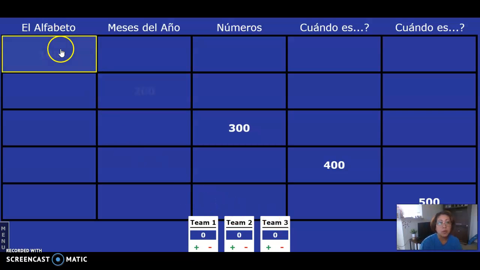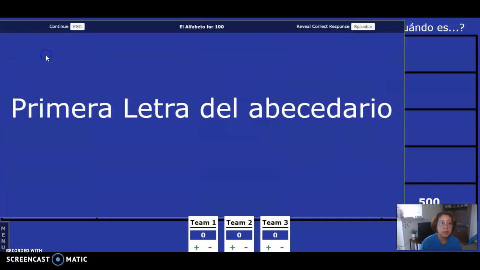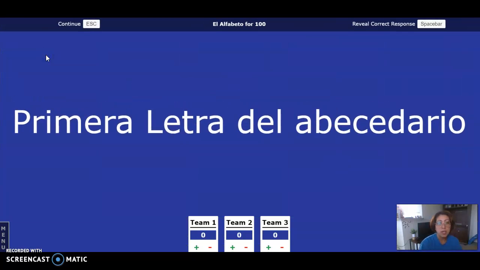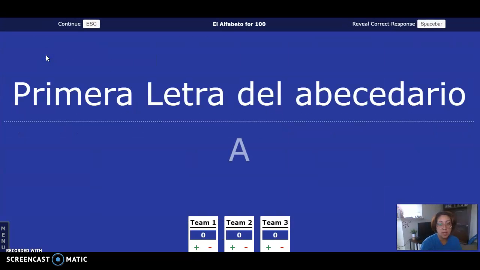Let's play. Let's say that team number one chooses to answer the first question, for 100 points from the alphabet. They will click and see the question. In Spanish, it says "first letter of the alphabet." They will have to read it in Spanish, understand it, and answer it in Spanish. The answer is A, and that will be for 100 points.